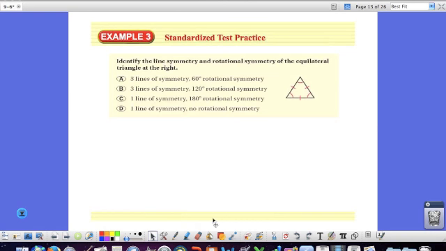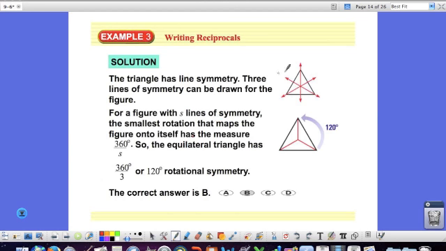Identify the lines of symmetry and rotational symmetry of the equilateral triangle. Okay, here are your choices. 3 lines of symmetry with a 60-degree rotation, 3 lines of symmetry with 120 degrees rotation, 1 line of symmetry with 180 degrees, one line of symmetry with no rotational symmetry. The triangle has line symmetry. It's an equilateral triangle. 3 lines of symmetry can be drawn for the figure.